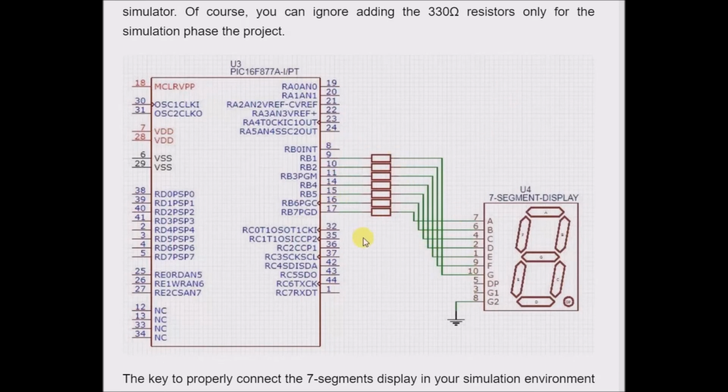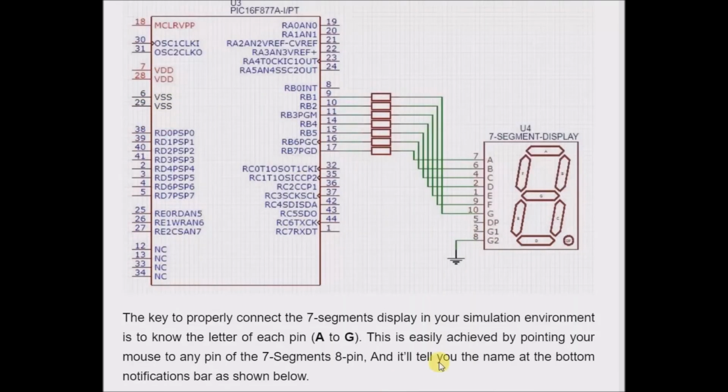Okay, so I guess if you're going to draw this in the simulator, you don't have to add these resistors. I guess he does. I guess this is what a common cathode LED looks like.